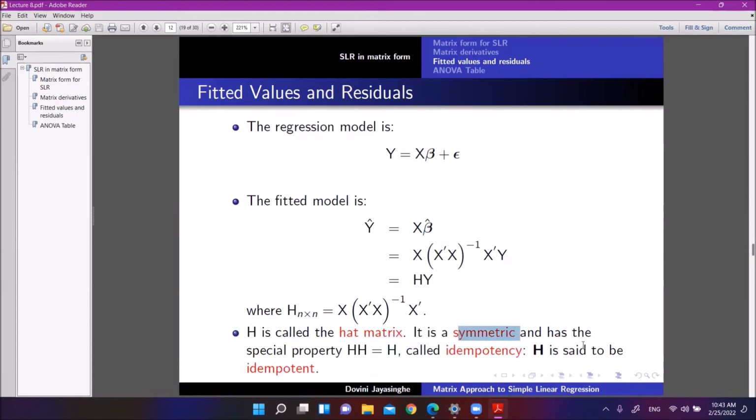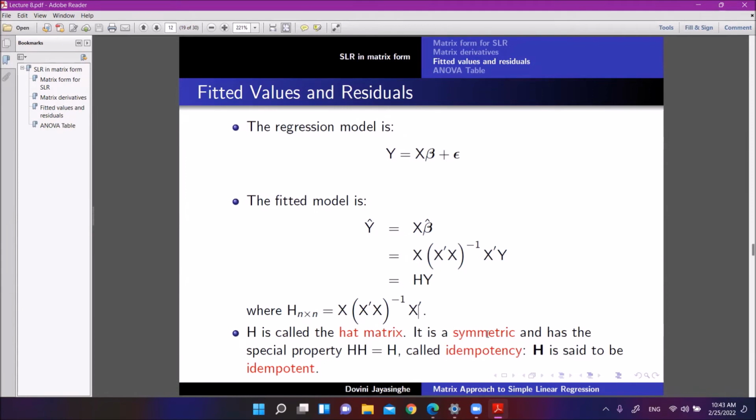It is symmetric and it has a special property. H times H is H. Because it is symmetric, you don't have to take the transpose of it. It is H itself as it's symmetric, so H times H is H. You call this the idempotent property. H is said to be idempotent, right? This property is called idempotency. It's just a name given to this. So y hat is equal to H times y. You can simply write this.